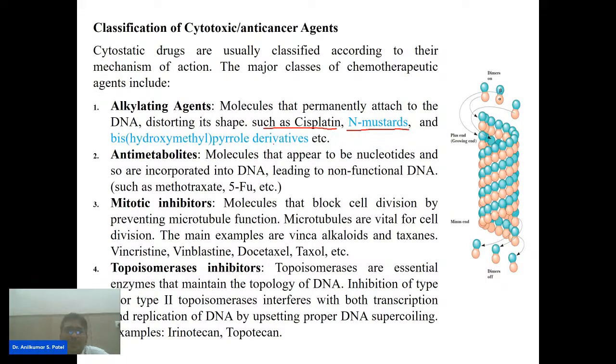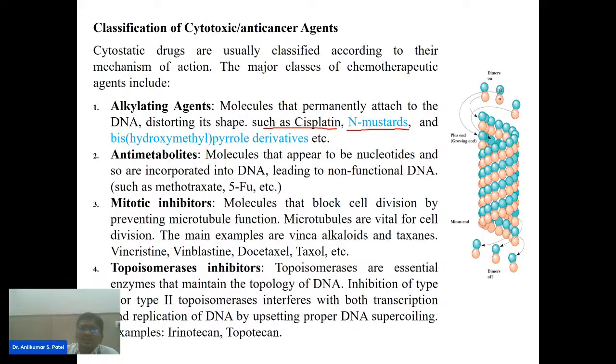Similarly, the B-hydroxymethyl derivatives. I have highlighted the N-mustard as well as the B-hydroxypyrrole derivatives because I am going to show how the nitrogen mustard and B-hydroxypyrrole derivatives can be prepared as new drug designs by using the bioisosteric approach. So that's why I have highlighted them here.